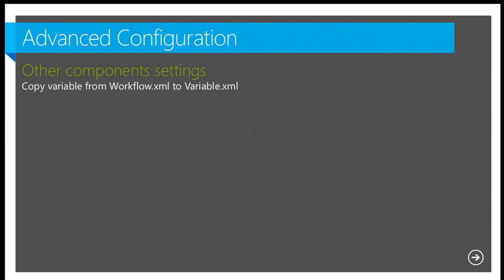Then we have advanced configuration. There's a lot more that this thing can do than just the relatively simple installations we've talked about right now. I showed you the components variable section in the workflow file. Any one of those can be copied to the variable file so you can change its setting. So if you don't want to use a default web port, or a default installation path, any one of those settings can be added to the variable file.